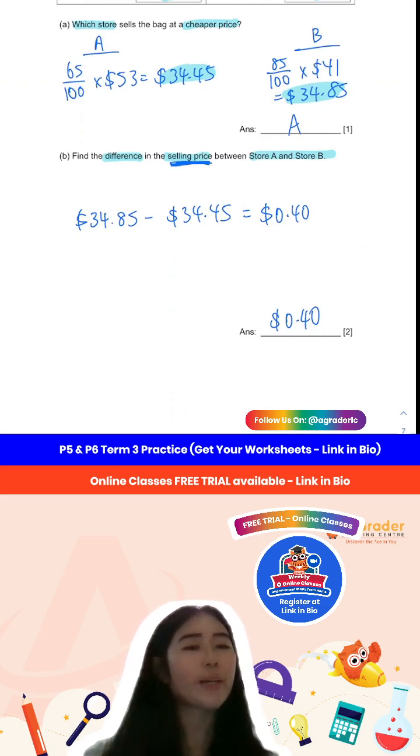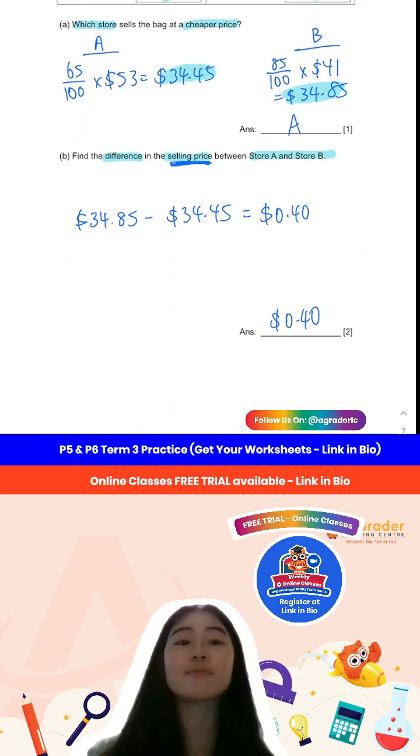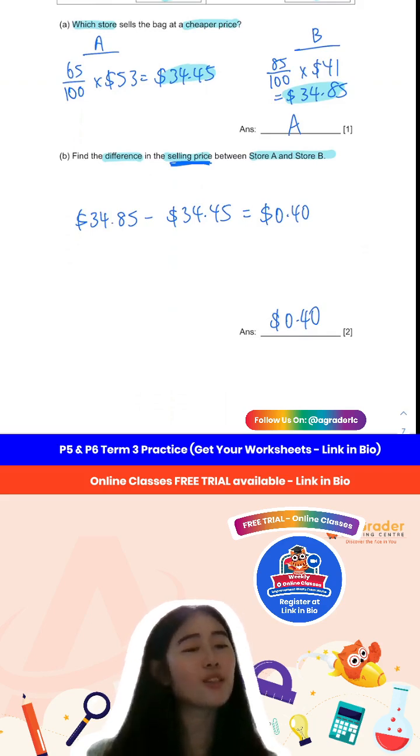Octopus, what if store B becomes 16% discount? Then of course your answer would be different. David, no, this is not foundation math. This is standard math. Yeah.